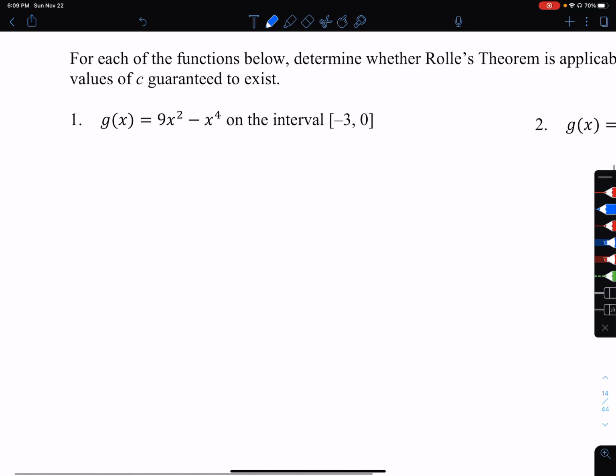All right, so first of all, is this function continuous? It sure is. This is a polynomial function. All polynomials are continuous. So g of x is continuous, and we say on the closed interval from -3 to 0. Is it differentiable?